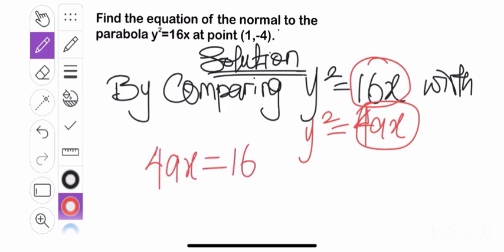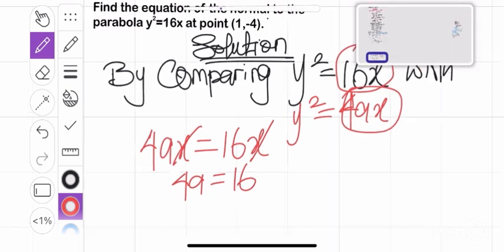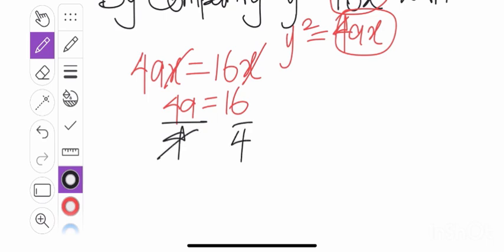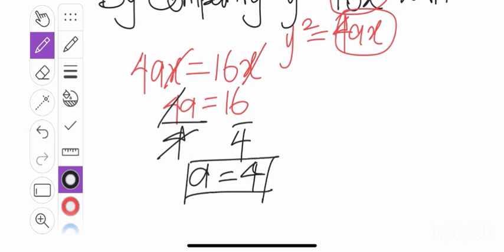equal 16x, whereby x will nullify x. We'll be left with 4a equal 16. The goal here is to find a. So divide through by 4. Then 4 will nullify 4 in this place. Then a will equal 4 because 16 divided by 4 is 4. Now we've gotten the value for a.